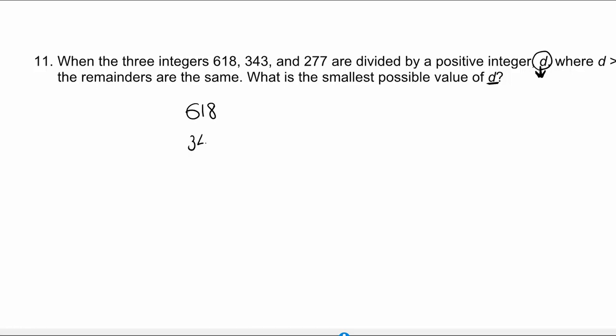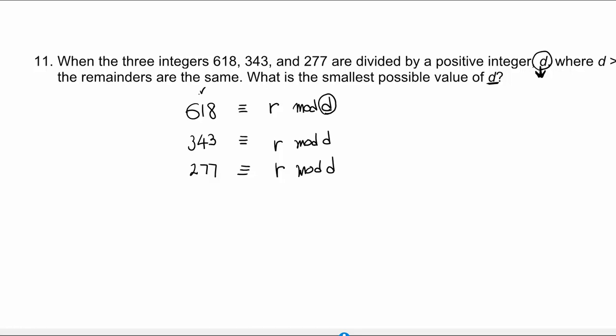618, 343, 277. When you divide by d, that means when this is mod d, the remainder is the same. Okay, the remainder is the same. That's the equation. All right. So what is the smallest positive value of d? This should be less than this number, right? That's the divisor. Okay, now we know that.